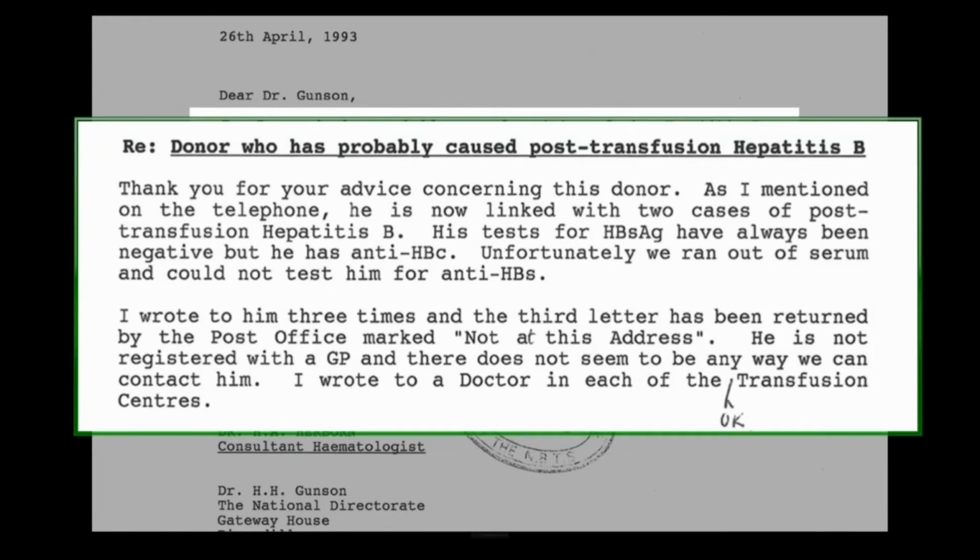So again, a further example in 1993 of difficulties of contacting donors and identifying where they were.